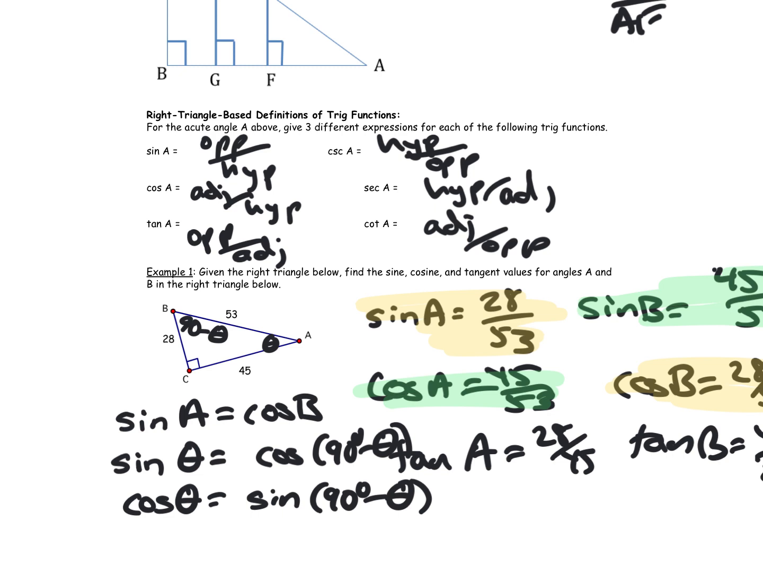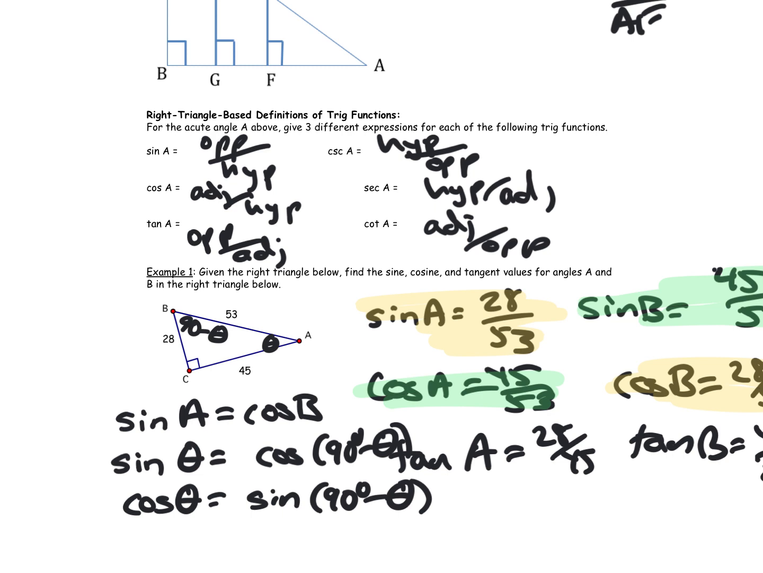It also turns out that secant and cosecant have the same relationship, and tangent and cotangent as well. Try to convince yourself of that. You can find the secant and cosecant of A and B in this case, and the same with tangent and cotangent.